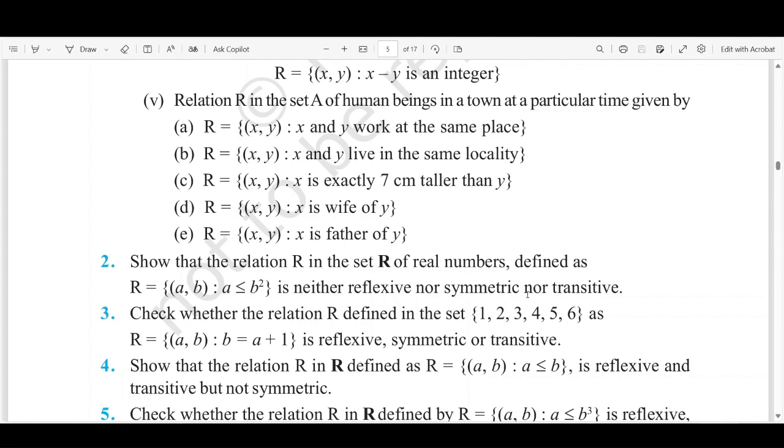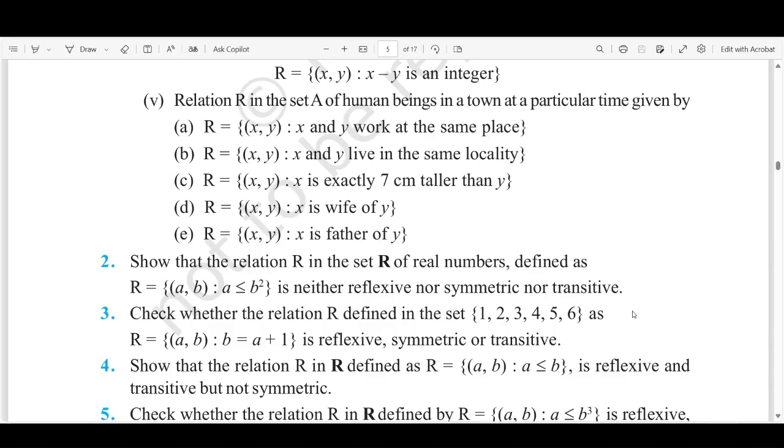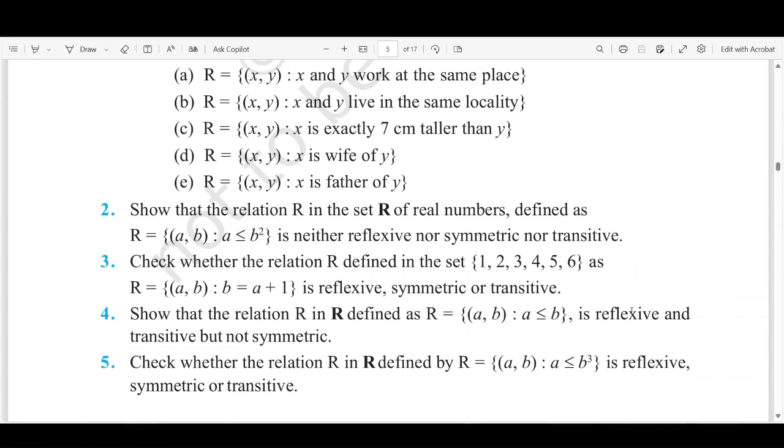Now, moving on to the third one, transitive. If we take three elements x, y, z such that x is related to y, that is x and y work at the same place, and y and z work at the same place, then what we could say is x is related to z. From this what we could conclude is the relation R is transitive. Clear?